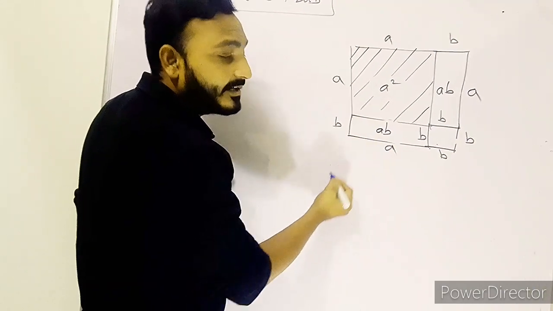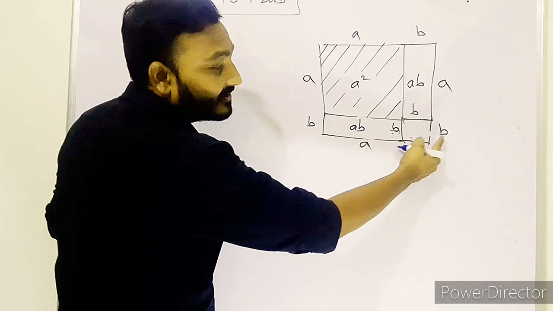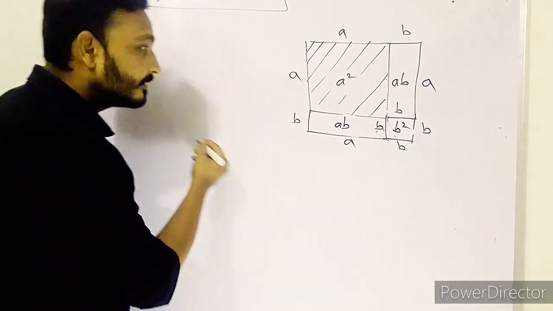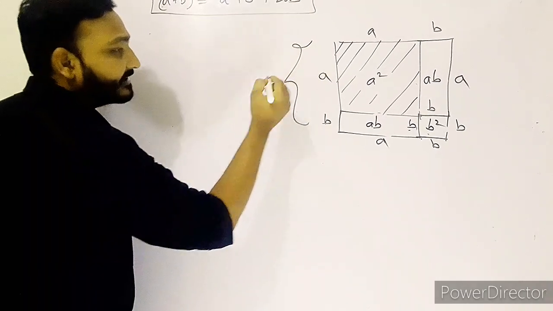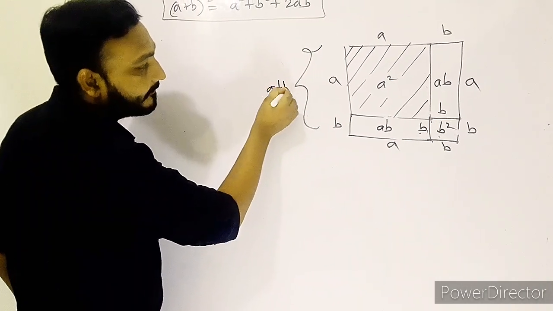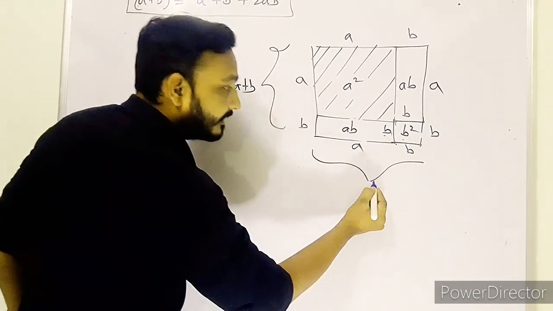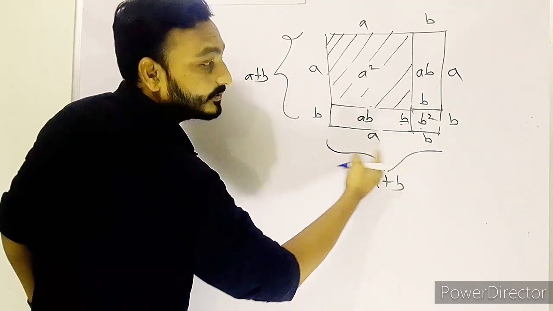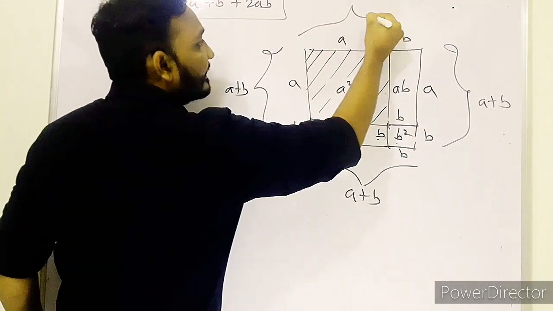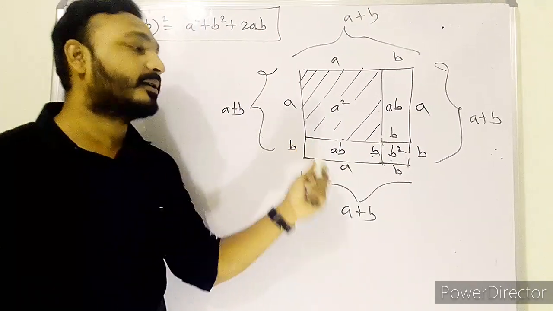This one is also a into b. And now at last, this side is b, this one is b, this one is b, becomes b square. Now we need to calculate this. The total length of this side is a plus b, because a and b are here. This side also a plus b, and this side also a plus b. Now total how many sides does this square have?